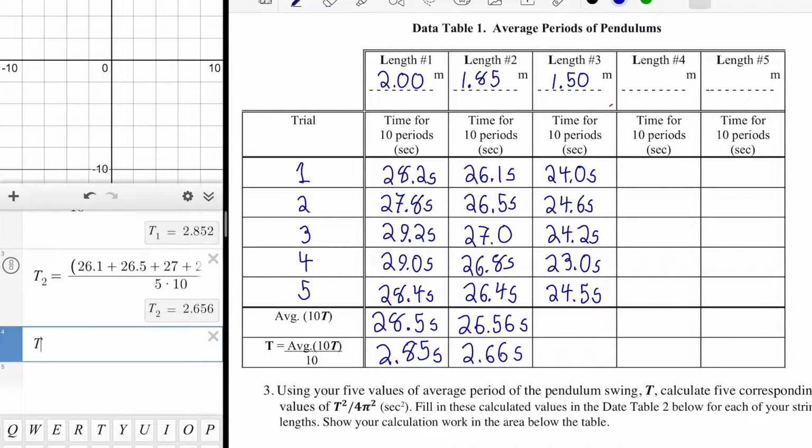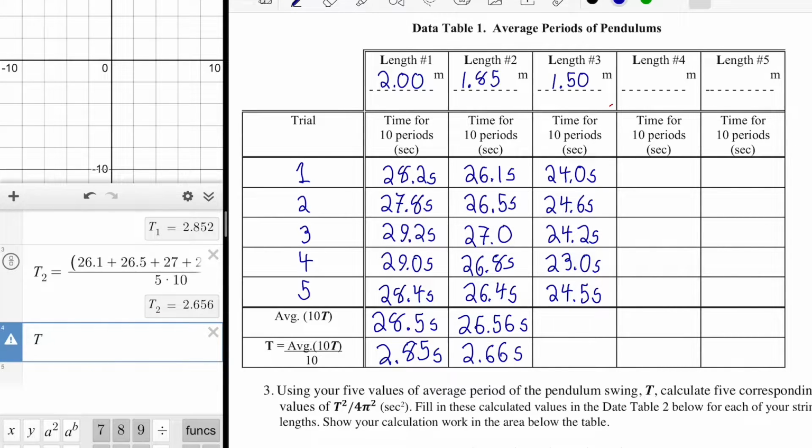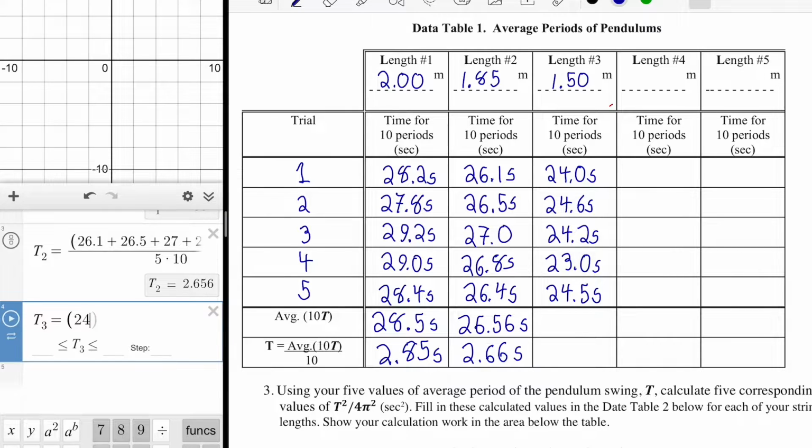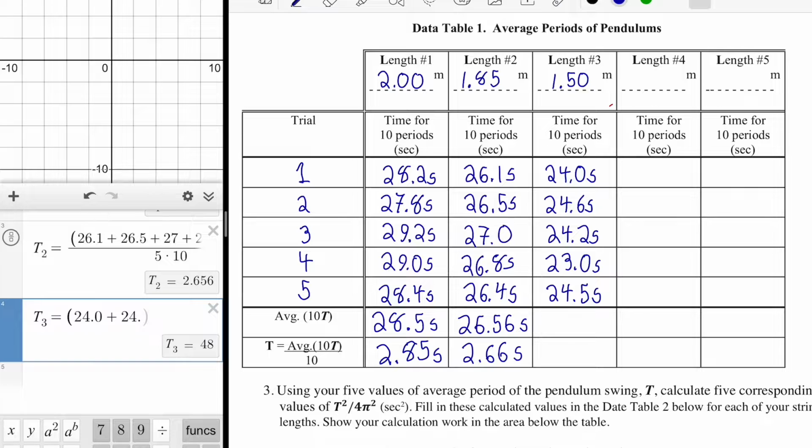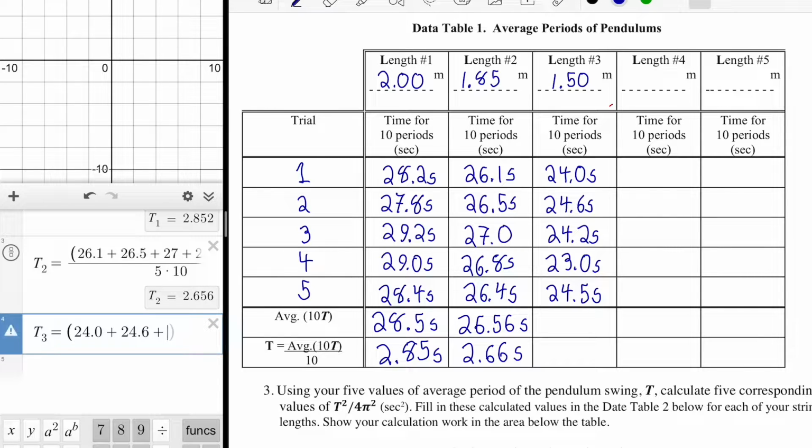That's what I meant by combining steps, where I divided by 5 for the number of trials to get the average, and then divided by 10 for the 10 swings to get the time for a single swing. So let's do it for our third length. The only reason I combined steps there was just so we could get onto the other parts of the lab. Of course, you can skip forward if you get the idea, but I do want to get all 3 values because we're about to graph them. So 24, and then plus 24.6. You don't need the 0.0 that I just included.